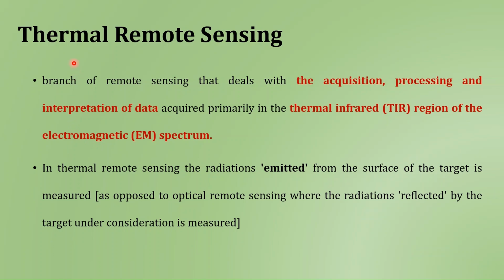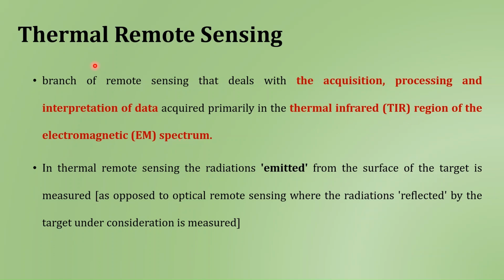Let us start with the definition of thermal remote sensing. It is a branch of remote sensing that deals with the acquisition, processing, and interpretation of the data which is acquired primarily in the thermal infrared region of the electromagnetic spectrum.